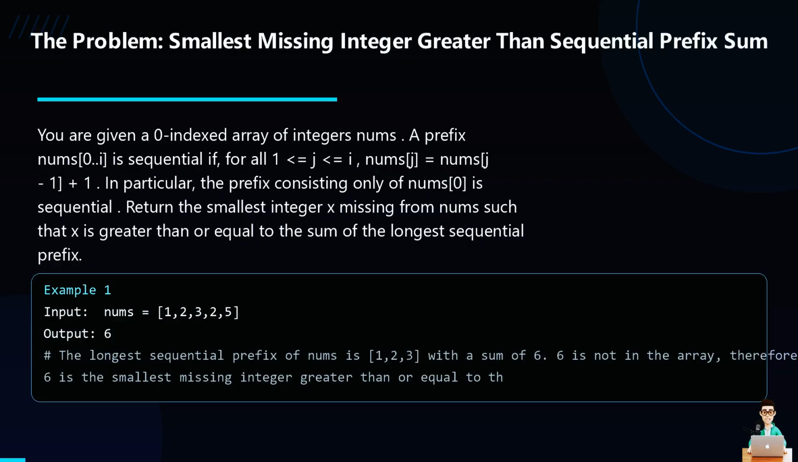You are given an array of numbers, and you need to find the longest stretch at the very beginning that counts up one by one, like 3, 4, 5. Add up that stretch of numbers to get a starting point, then find the smallest number that's missing from the array but is at least as big as that sum, and return it.